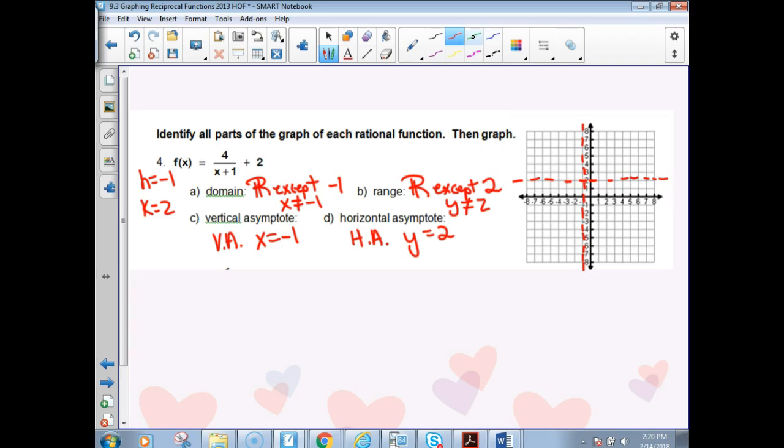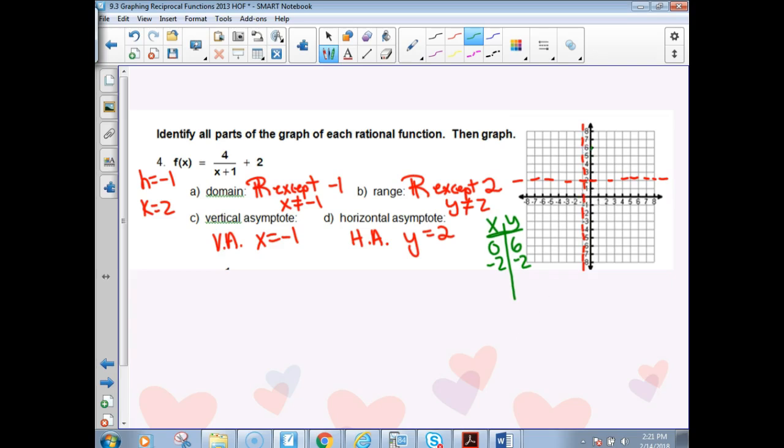All right, here we go. Let's get a graph, make a little t-chart. I would like to see that on your paper when you do the graphs. I have a vertical asymptote of negative 1, so I'm going to put in 0 and negative 2. That's how I'm going to start. If I put in 0 for x, I will get 4 over 1, which is 4. 4 plus 2 is 6. If I put in negative 2, I will get negative 1 in the denominator, giving me negative 4 plus 2, which is negative 2.